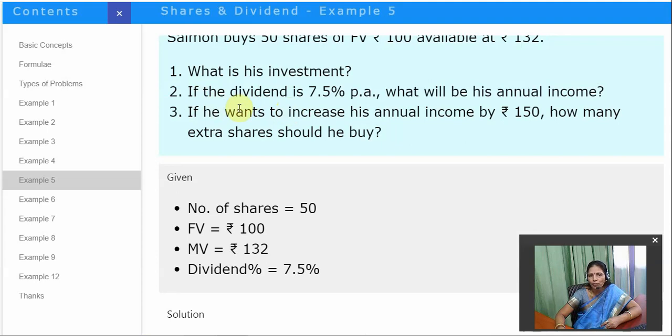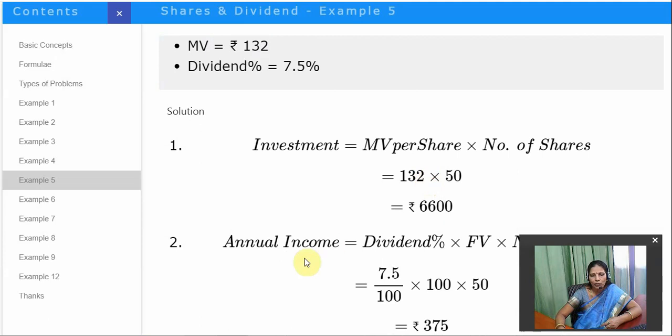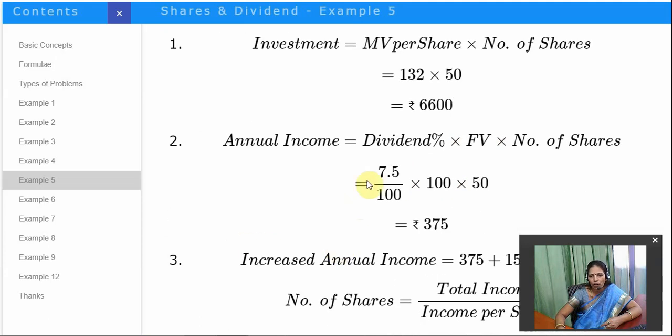Now come to the next one. If the dividend percentage is 7.5% per annum, what will be his annual income, or you can say annual dividend. To find the annual dividend or annual income, the formula is dividend percentage on face value into number of shares. Dividend percentage is given there as 7.5, so 7.5 by 100 into the face value, which is also given, 100, into the number of shares, which is 50. So now you got the annual income.